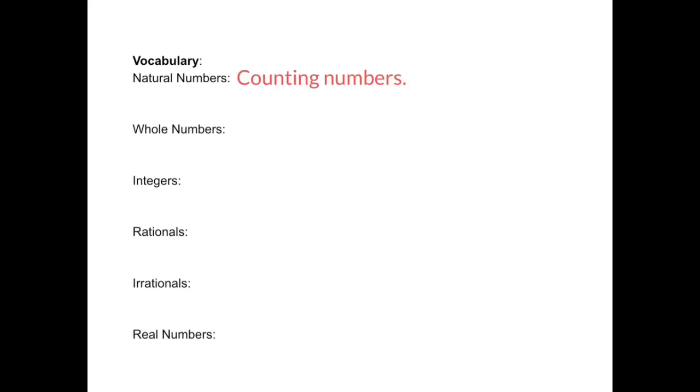Natural numbers are counting numbers, so when you think about the numbers that you learned whenever you were a baby, you started with the number 1, and then 2, and then went on from there. So when you were learning to count, those are called the counting numbers, the natural numbers. Next, we have whole numbers. The whole numbers are natural numbers and 0. So now we're starting with 0, 1, 2, 3, and so on.